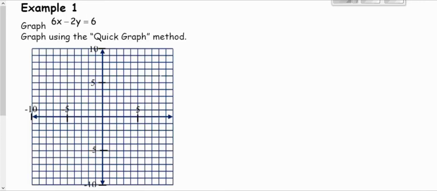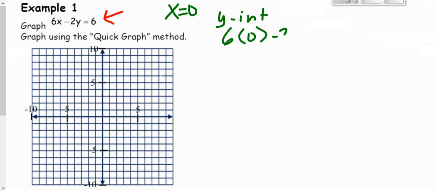So let's try one. So here we have this equation, 6x minus 2y equals 6. If I want to find the y-intercept, what am I going to substitute first? We're going to substitute for x, that x equals 0, right? If we're starting with our y-intercept. So that means I'm going to say 6 times 0 minus 2y equals 6. And then we simplify it. Well, what is 6 times 0? It's 0. So really we can say that cancels.